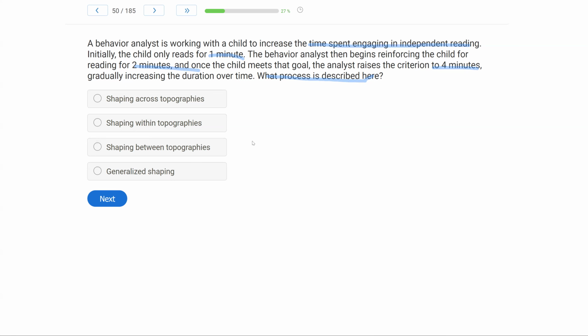Shaping between topographies is not a relevant term here. And then generalized shaping is also not a relevant term here, which is where fluency comes into play. So you don't get confused by C or D. This is shaping within topographies. We have a known behavior. We're trying to change a dimension of that behavior.